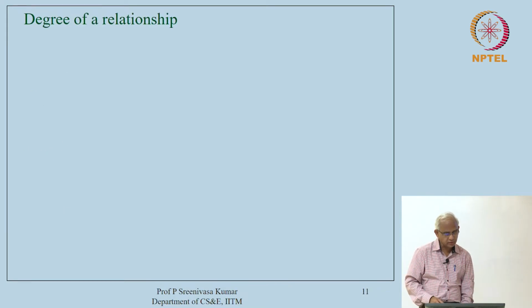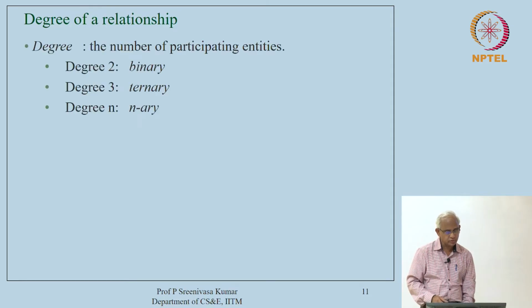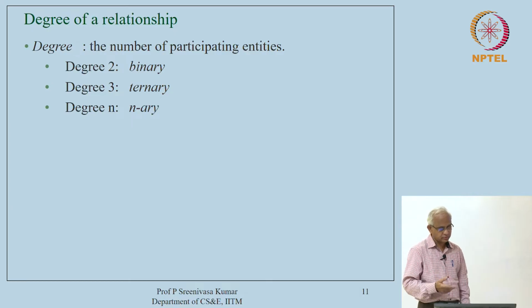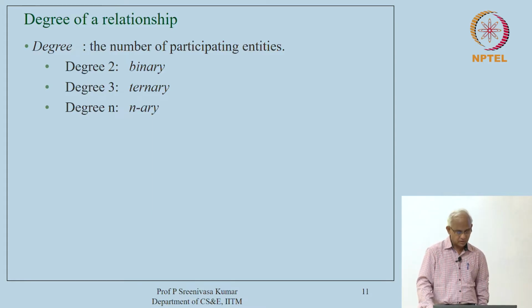but in general there can be binary or ternary relationships. We also talked about what is called the degree of a relationship: if there are two participating entities, then we have a binary relationship. If there are 3, it is ternary, and if it is greater than 3, then we call it an n-ary relationship.